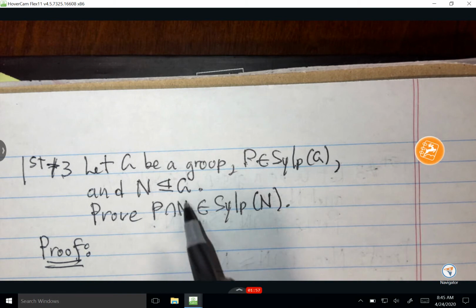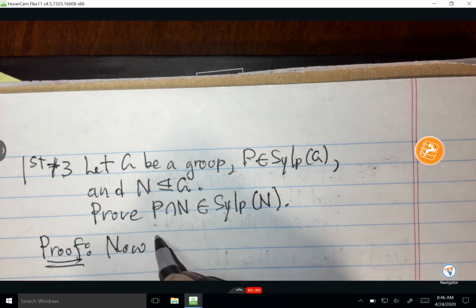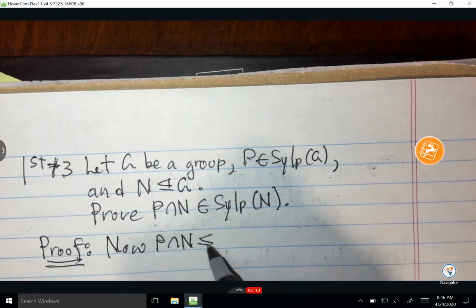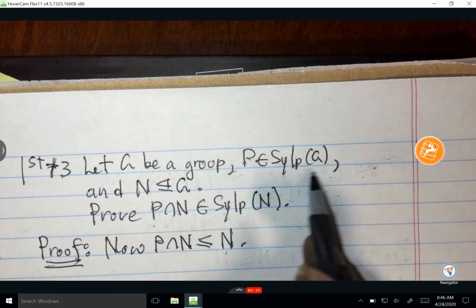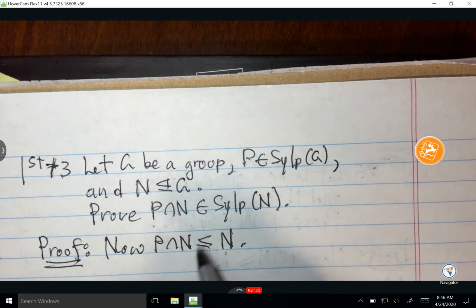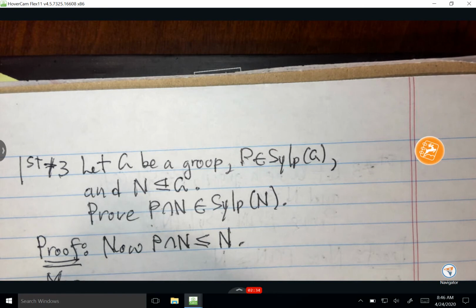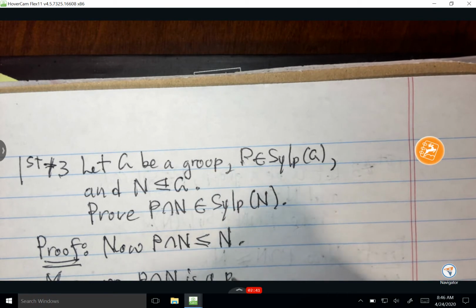Okay. So I know P intersect N is in N. It's a subgroup of N because when you intersect two subgroups, you always get a subgroup. That's abstract algebra 1, so I'll say that first. So now P intersect N is certainly a subgroup of N. Moreover, it's a p-group because it's also a subgroup of P, and P is a p-group because it's a Sylow p-subgroup. Its order is a power of p, in fact the p part of the order of G. Moreover, P intersect N is a p-group.